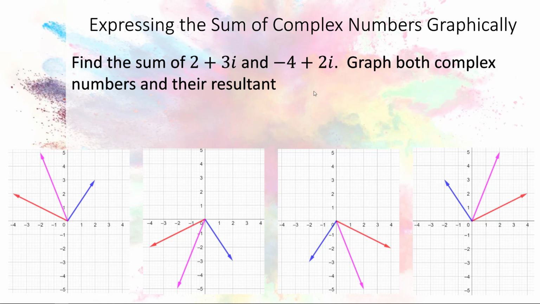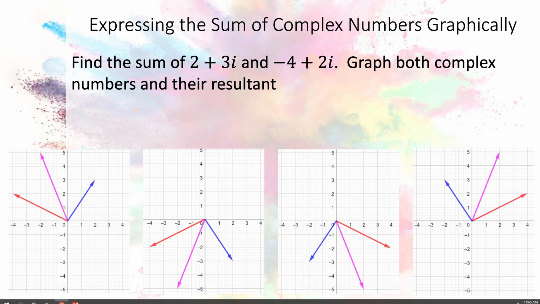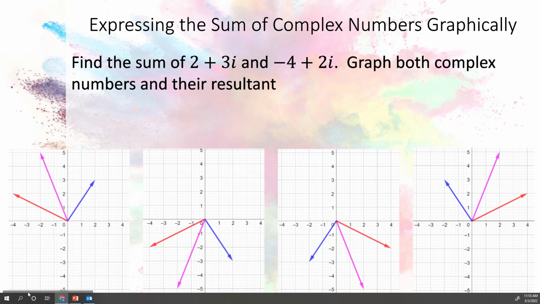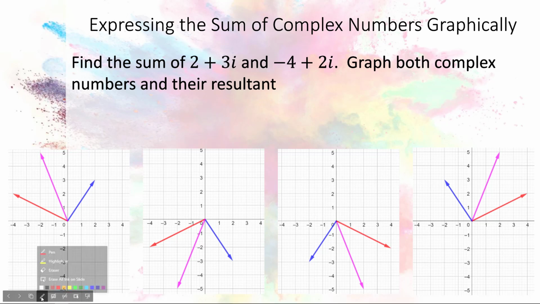And this brings us to this particular example. Notice I forgot to put example 1 down. Shame on me. Okay, so here we want to find the sum of the complex number 2 + 3i and the complex number -4 + 2i. And how do we find the sum? Well, essentially we add the real parts and then we add the imaginary parts.